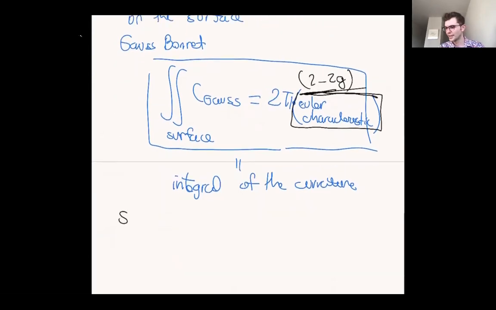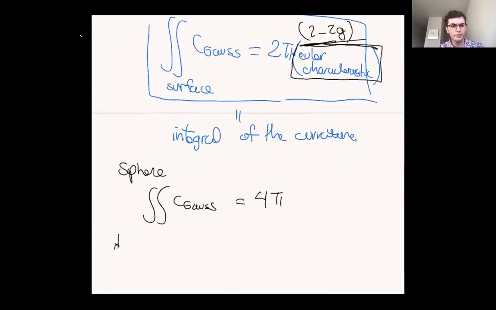So for example, for the case of the sphere, it is telling you that the integral of the Gaussian curvature of the sphere, the Euler characteristic of the sphere was 2, so that would be 4 pi. But for the case of the donut, the integral of the Gaussian curvature, what was the Euler characteristic of a donut? The donut had one hole, right? So it was 2 minus 2g. 2 minus 2 is 0, so that would be 0.